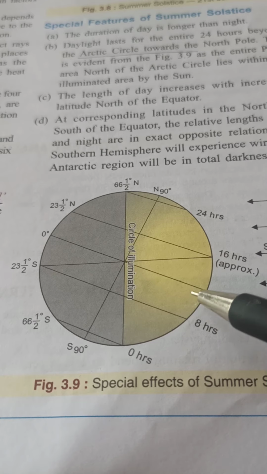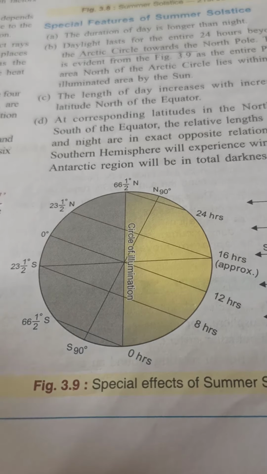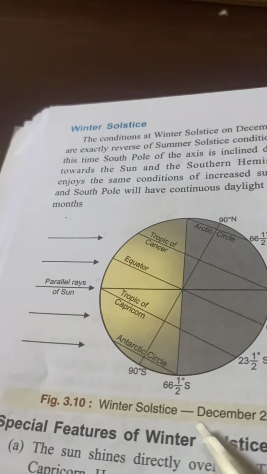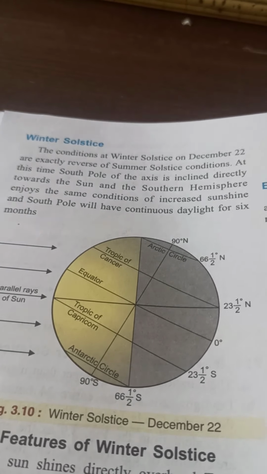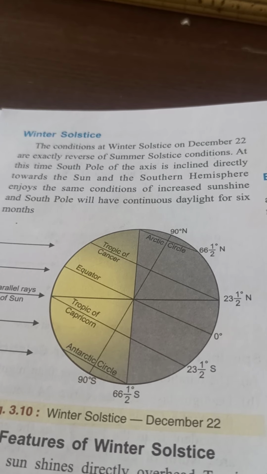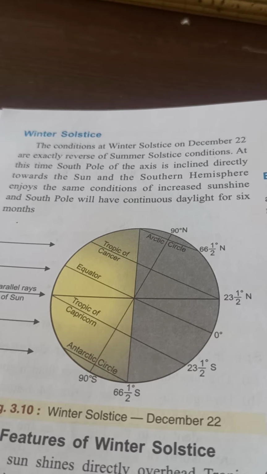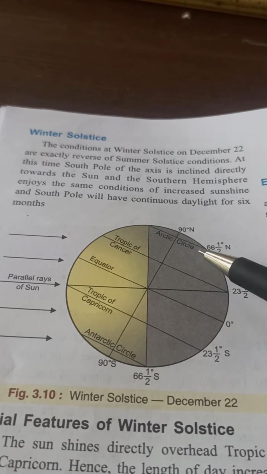Go through the picture, figure number 3.8, figure number 3.9. This was the summer solstice. Then come to the winter solstice. The conditions of the winter solstice on December 22nd are exactly the reverse of the summer. At this time, the southern pole is inclined towards the sun, and the southern hemisphere will enjoy the same conditions as the northern hemisphere was enjoying. You can see the picture over here.